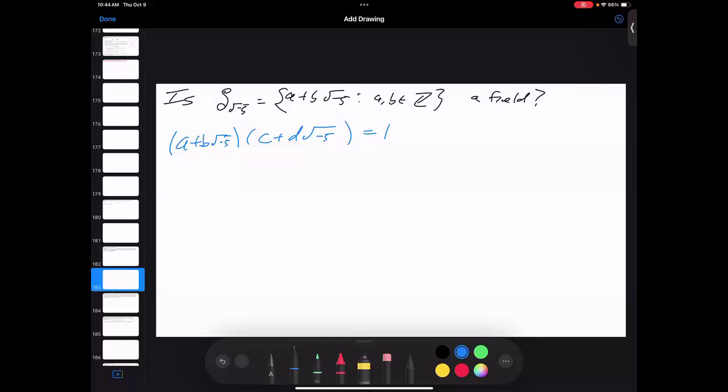Do you want A to be 0? Or do you want B to be 0? A. We have b square root of negative 5 times c plus d square root of negative 5 equals 1. So then we're going to get bc square root of negative 5 minus 5bd equals 1. Is this going to be solvable? Is there going to be a choice of B, C, and D that will make this work?